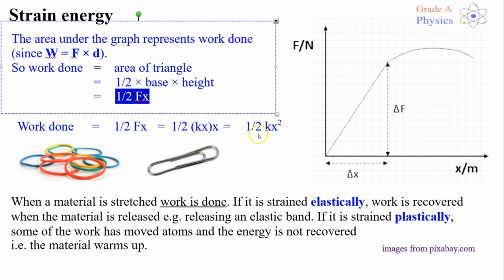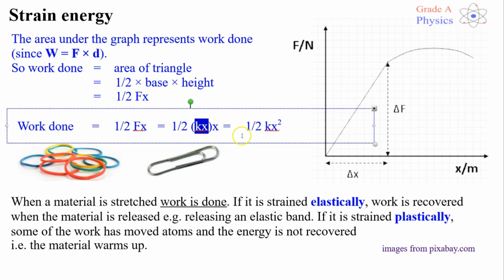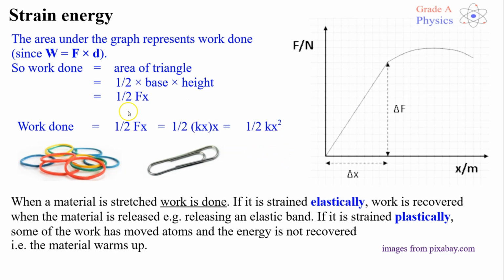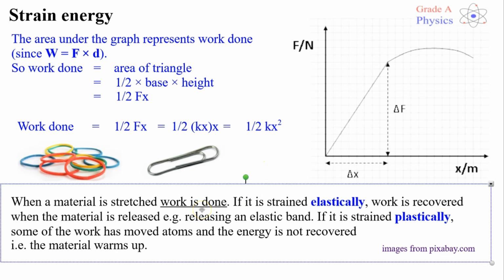And we have a second version because I know that F is equal to Kx. We know that from lesson 1. So if I substitute that into this formula, I end up with half Kx squared. So we have two formulae which we can use depending on the information that we're given. So this little paragraph here is really important.